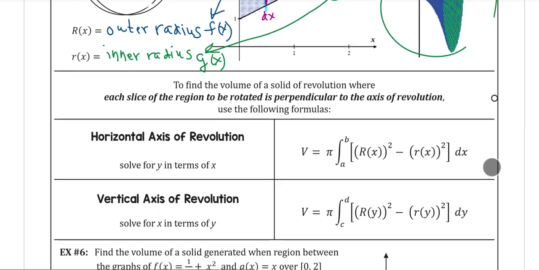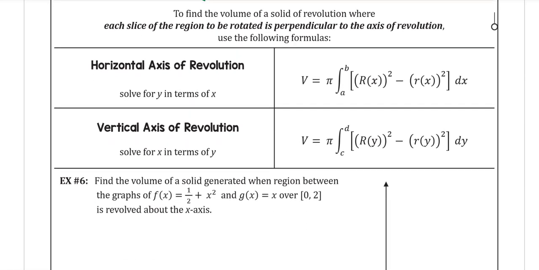Again, like with our disk method, we define the volume of a solid of revolution where each slice of the region is to be rotated perpendicular to the axis of revolution. We use these formulas. If we are rotating horizontally, around the x-axis, we solve for y in terms of x, and our width is that dx. You can see here it is the larger area minus the smaller area times pi. If we were doing it around the vertical axis, the y-axis, we now need to solve for x in terms of y, so our width now is that little dy. All right, so let's do some examples.